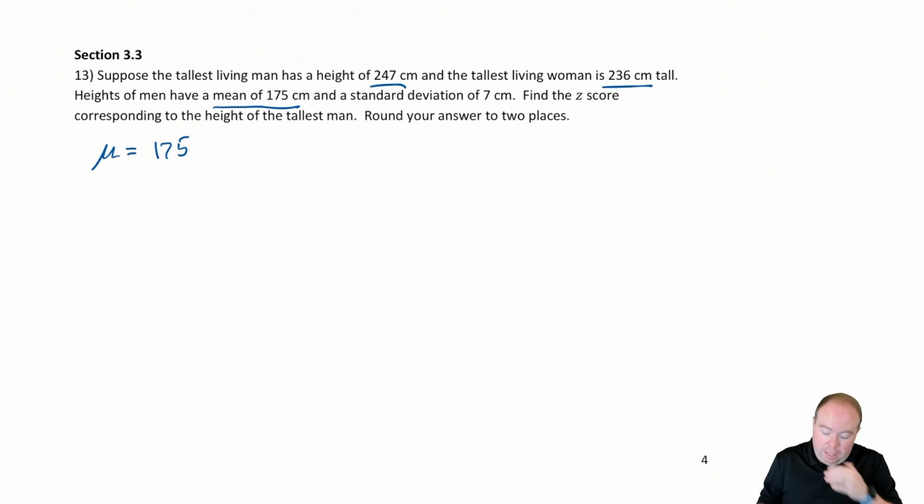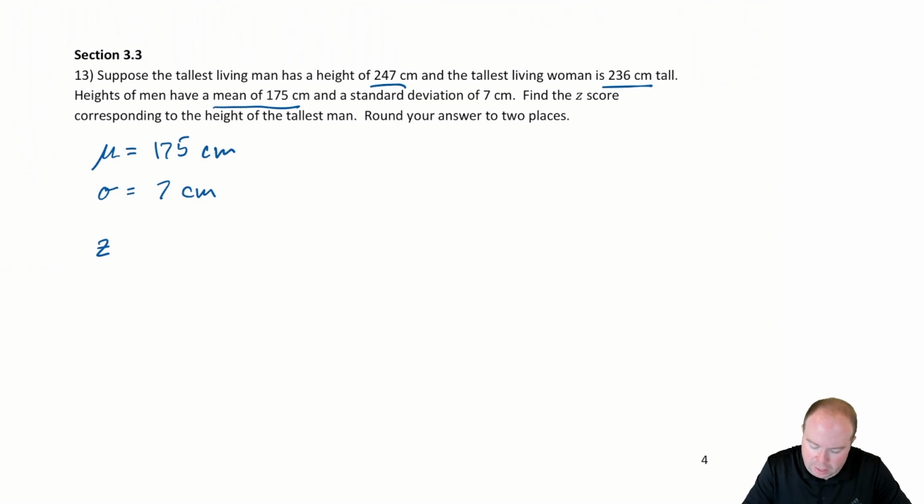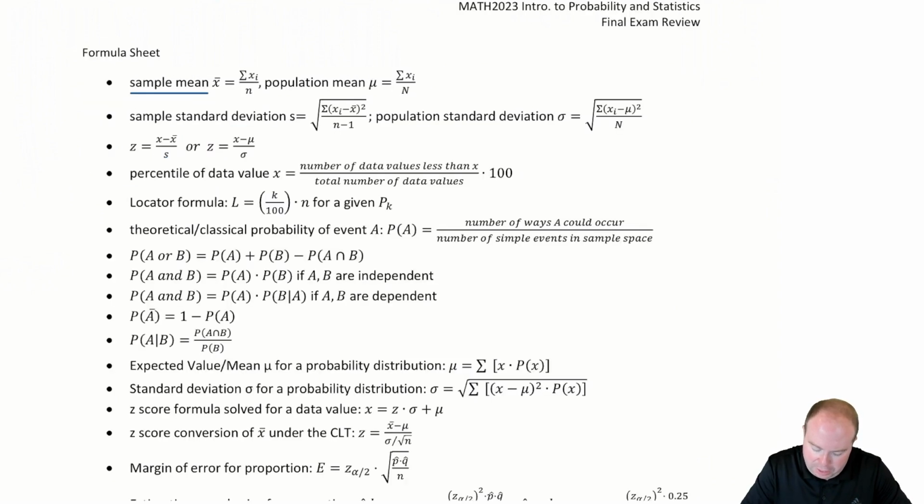We're technically claiming that that is the mean height of all men, and we now have ways to basically, with some level of confidence, say that. And a standard deviation sigma of 7 centimeters. Find the z-score corresponding to the height. So the z-score, and looking at our formulas right here, there's 2 of them.